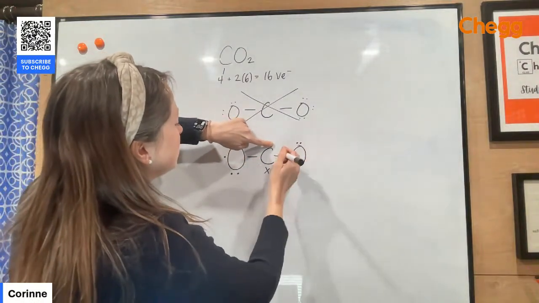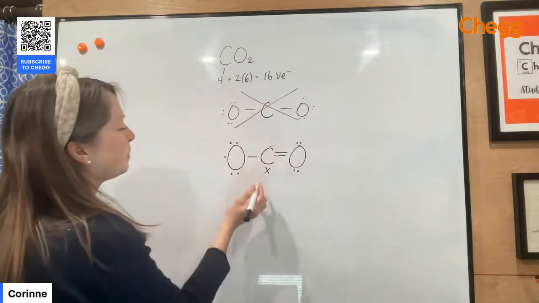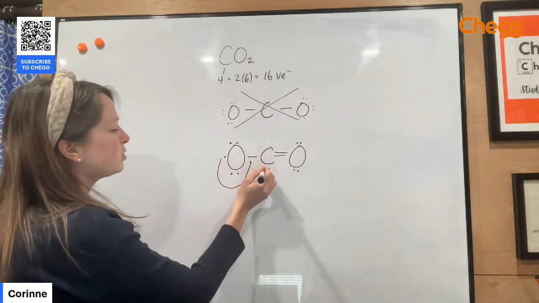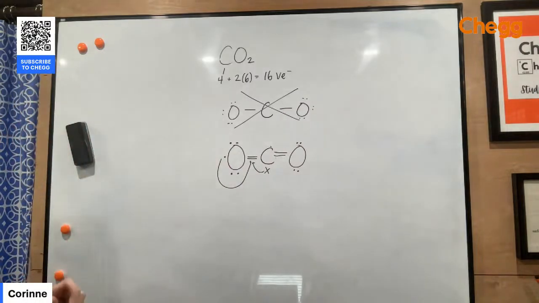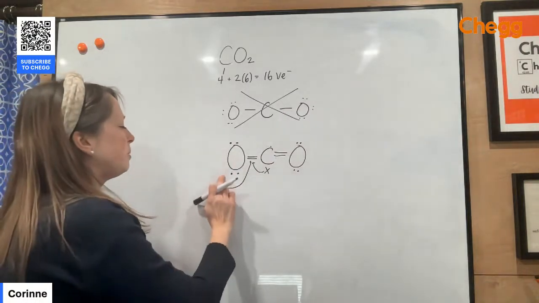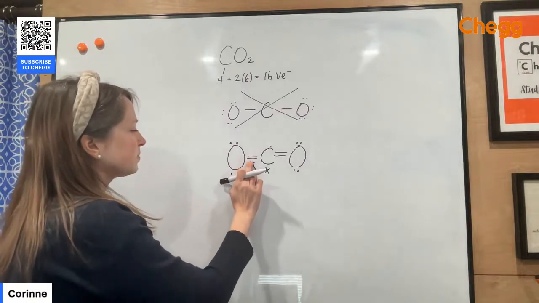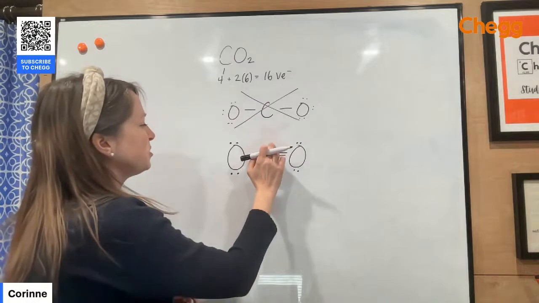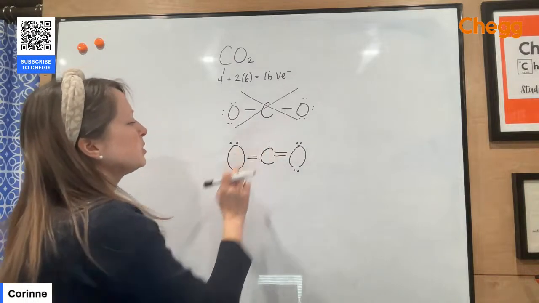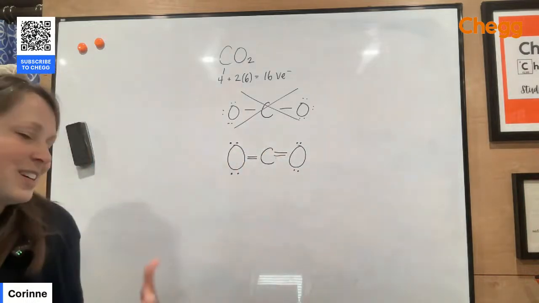So we're going to combine these 2, and that's going to form a double bond. And then guess what? These 2 are also going to form a double bond. All right, so carbon dioxide is going to have 2 double bonds in the center. That was kind of like a roundabout way to show you how to do that. And unfortunately, with double and triple bonds, sometimes it is tricky like that.